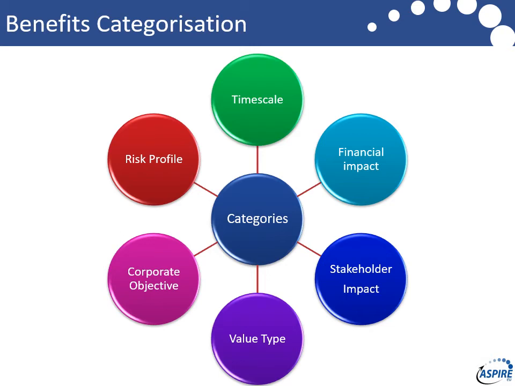Let's think about the categorization. So you could end up with 5, 10, 15 risks, different types of benefits. We need to group them together in some ways. Okay, I know if you read MSP, it says they all have a benefits profile, but then you're just looking at them separately when they're almost certainly interlinked. So some ways we might categorize them.